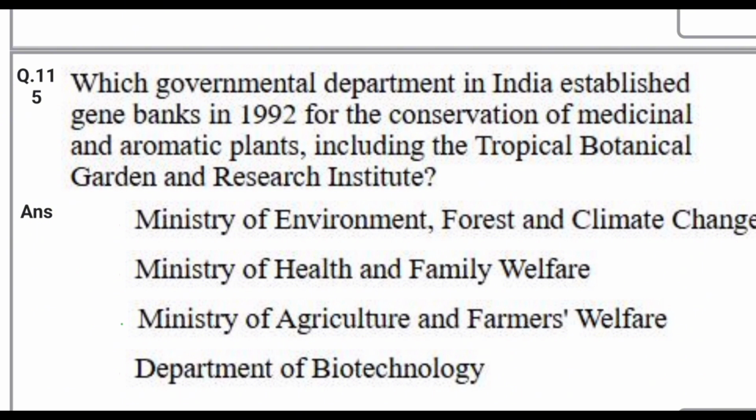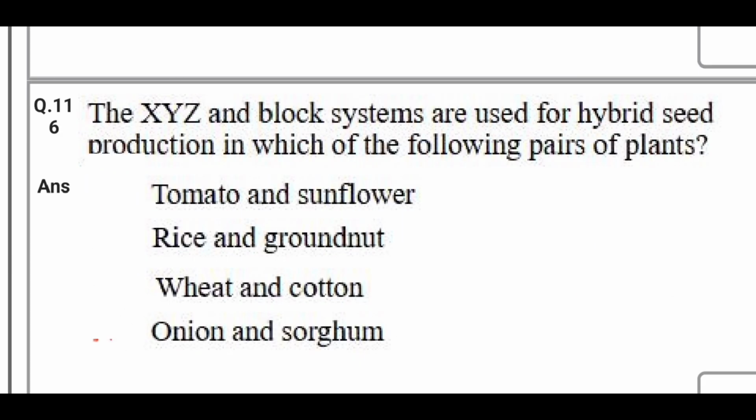Which governmental department in India established gene banks in 1992 for the conservation of medicinal and aromatic plants, including the Tropical Botanical Garden and Research Institute? For this, the options are Ministry of Environment and Forest, Climate Change, Ministry of Health and Family Welfare, Ministry of Agriculture and Farmers Welfare, Department of Biotechnology. For this, the correct answer is Ministry of Agriculture and Farmers Welfare. Let's see the next question.